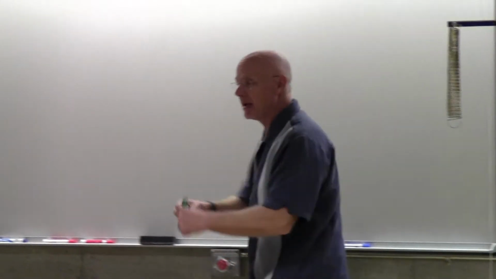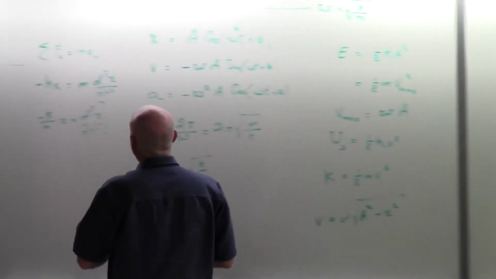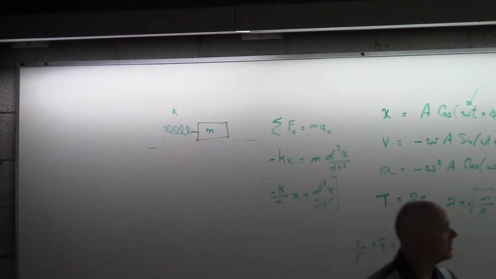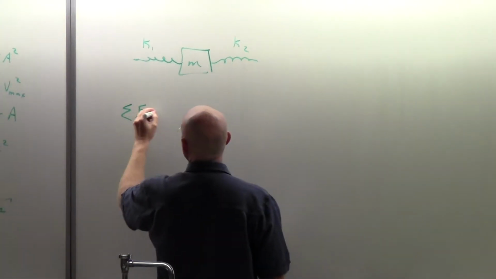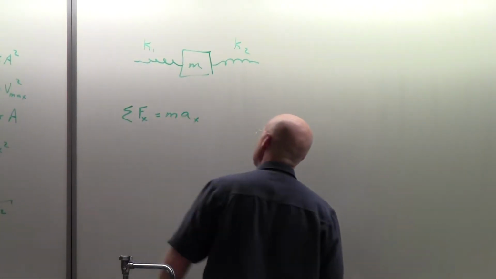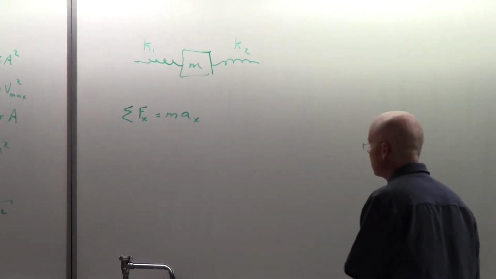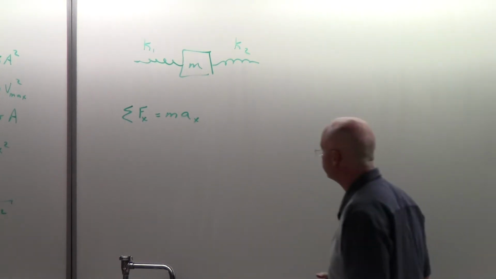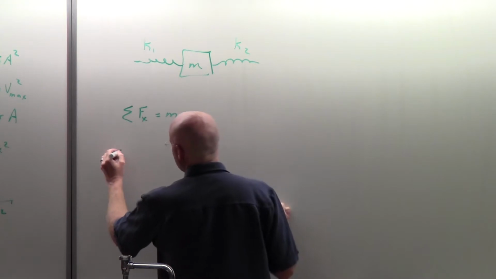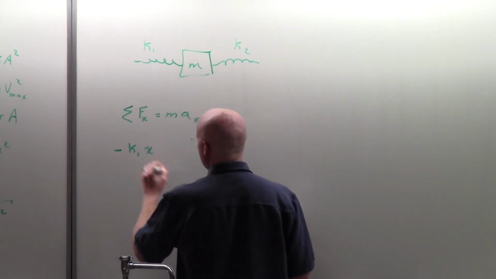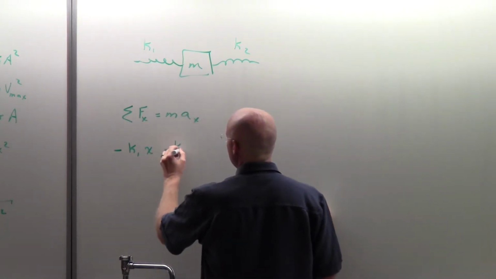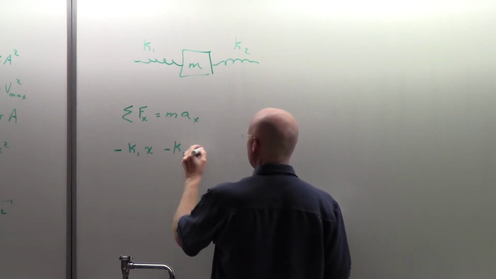Watch. Let's write it out. Let's go through exactly the same thing. I'll start right here. Let's add up all the forces in the x direction, set it equal to mass times acceleration in the x direction. What would I get in this case? Well, I guess I would have a minus k1x and another minus k2x.